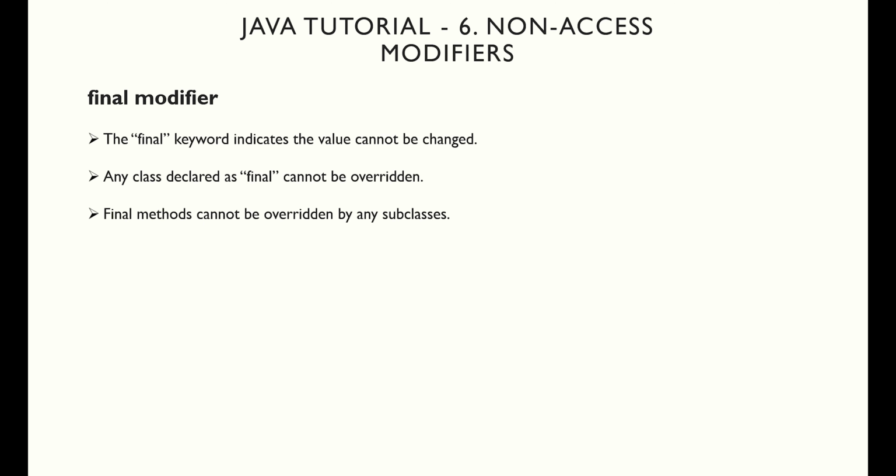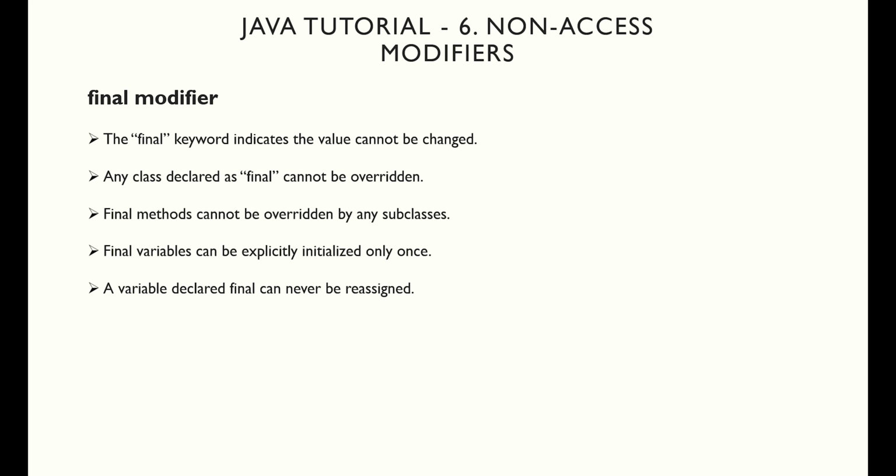Final methods cannot be overridden by any subclasses. Final variables can be explicitly initialized only once. A variable declared final can never be reassigned. However, the data within the object can be changed. So, the state of the object can be changed but not the reference. With variables, the final modifier is often used with static to make a constant class variable.